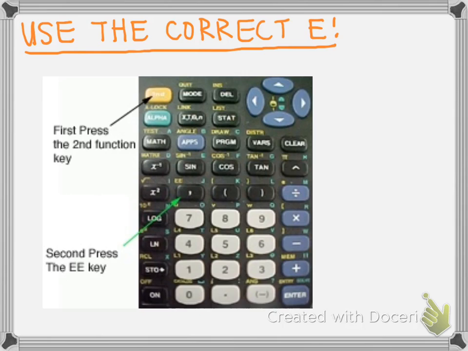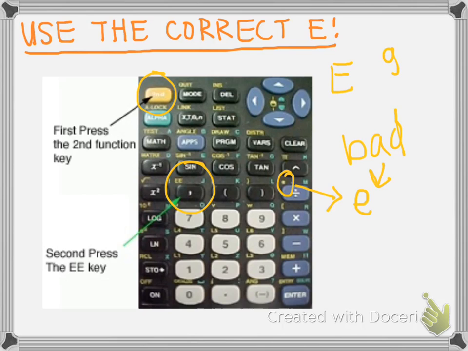Please, when you are typing it into your calculator, use the correct E. The correct E you get by pushing the second button and then pushing the comma. That's going to give you an E that looks like this, a capital E, which is the good one. The bad one is, you can't really see it in this picture, but it's right here. It looks like that, and that one is very bad to use. This is the bad E, this is the good E. So please use the right one because they will give you completely different answers.